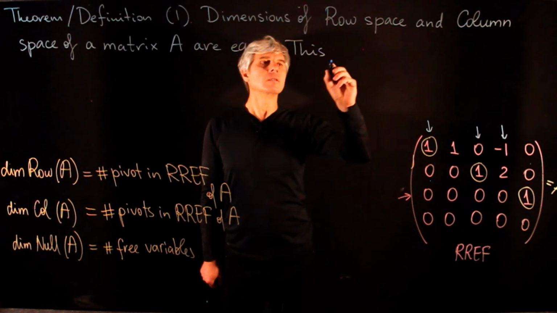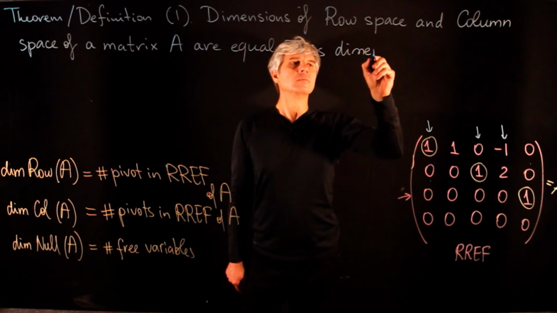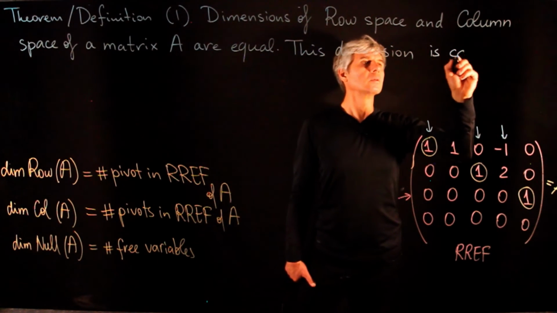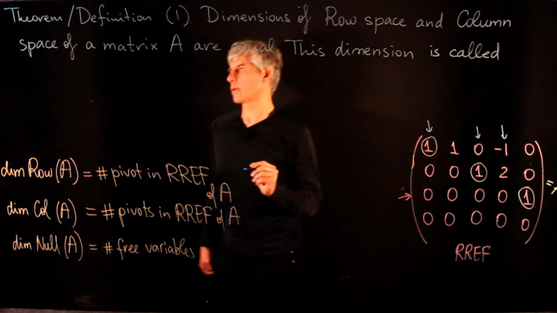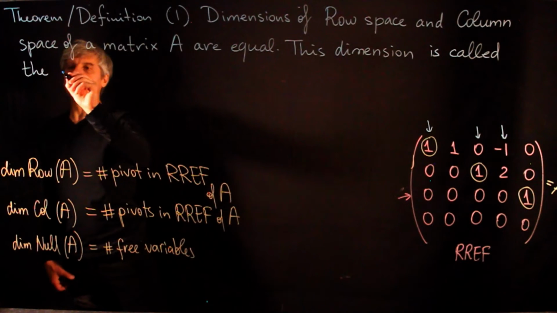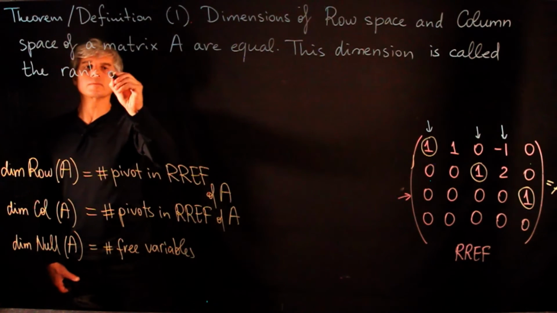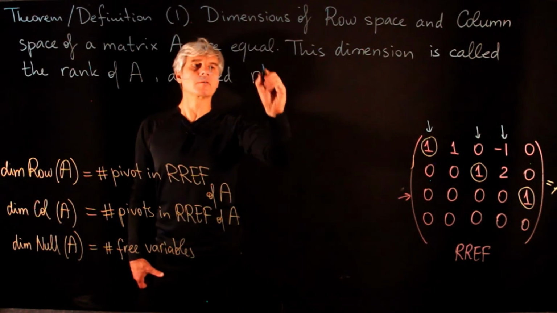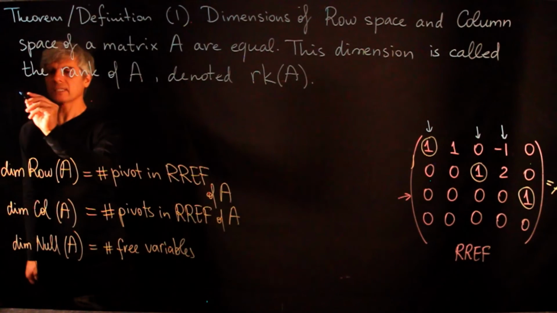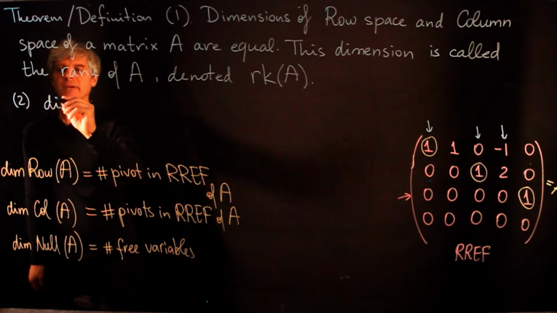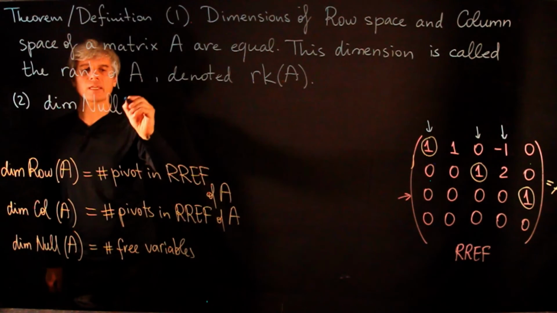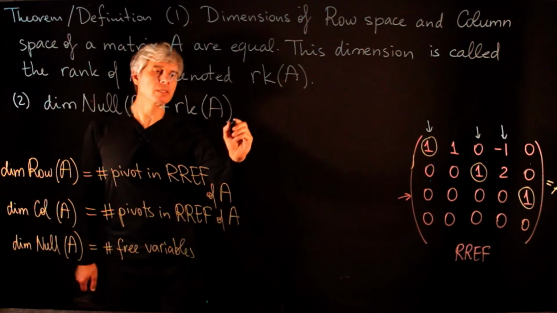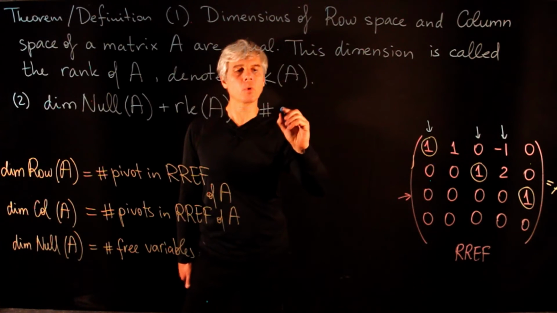This dimension of either the column space or the row space is called the rank of A, and denoted rank of A. And the second part of this theorem says that the dimension of the null space of A plus the rank of A is equal to the number of columns of A.